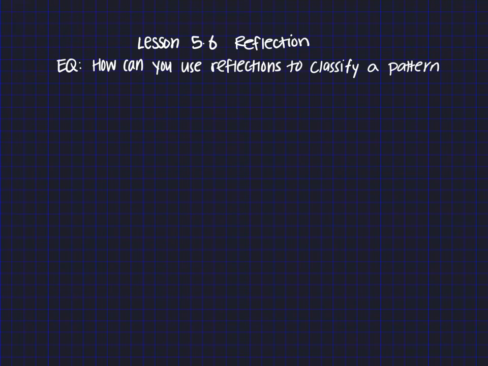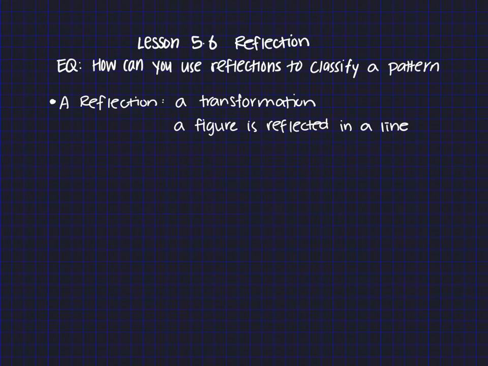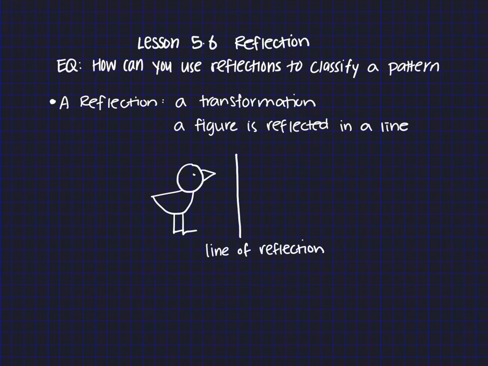A reflection, by definition, is a part of a transformation when a figure is reflected in a line called the line of reflection. So let's say you have a figure, and let's say we have a bird here. When we have a reflection, that means you're going to have a line called a line of reflection. Think of this line of reflection as a mirror. And you're going to have a reflection on the opposite side of that line. What happens is you're going to flip them, and basically you're going to have a mirror image of the original figure that you had.